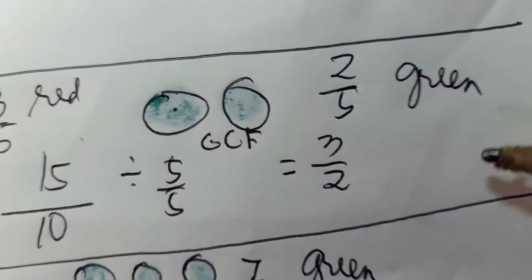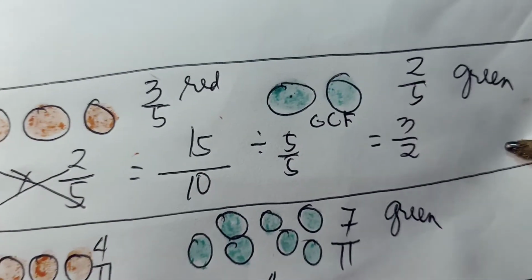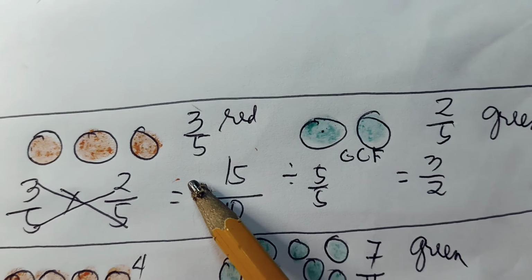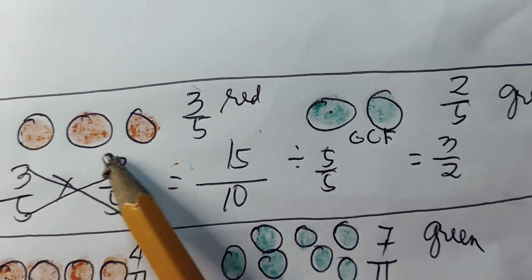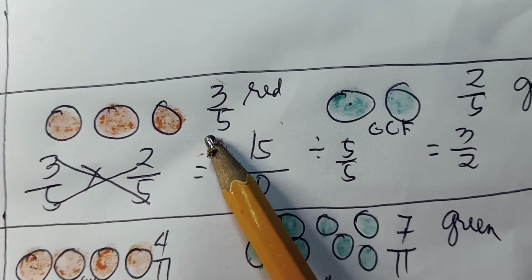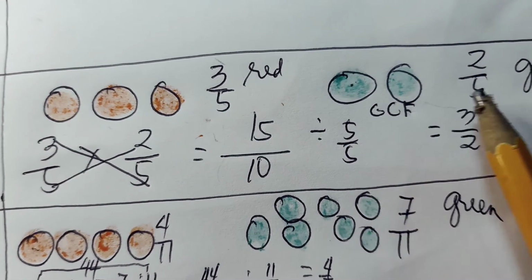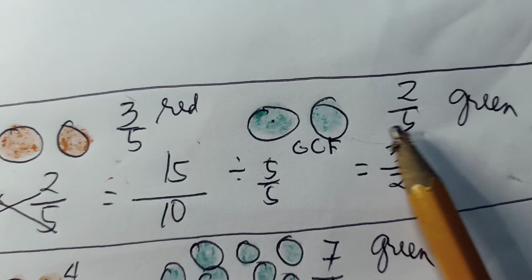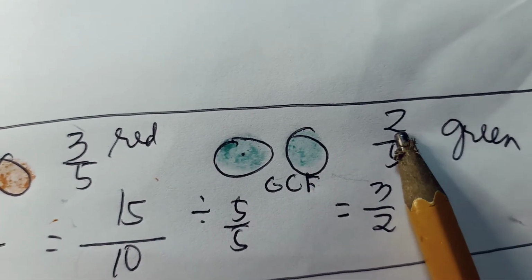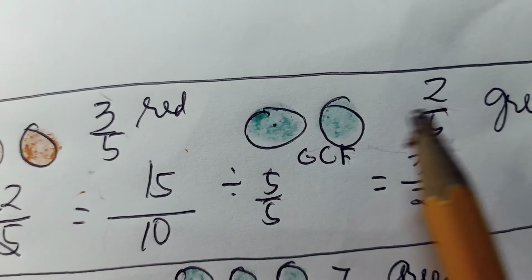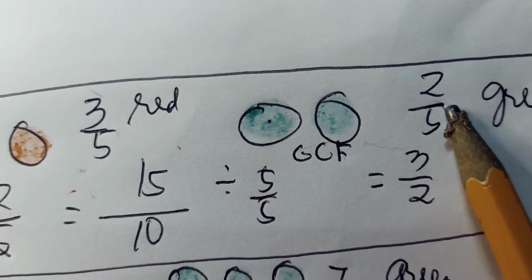So the next illustration is here. The next drawing. 3/5, why 3? There are three red. And the whole circle, the total is 5, so 5 is also the denominator. But only two are green, so 2/5. So, can we change 3/5 to 2/15?